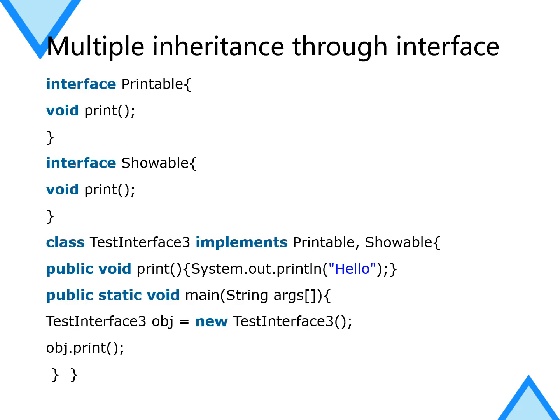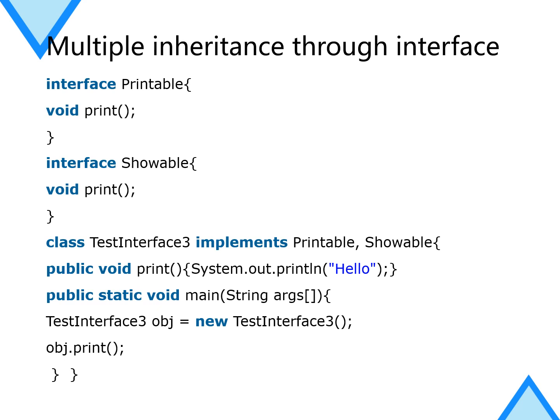Multiple inheritance through interface. Let's see an example. We have interface Printable, which has method print. We have interface Showable, which also has method print. Now we have class TestInterface3, which implements both Printable and Showable.